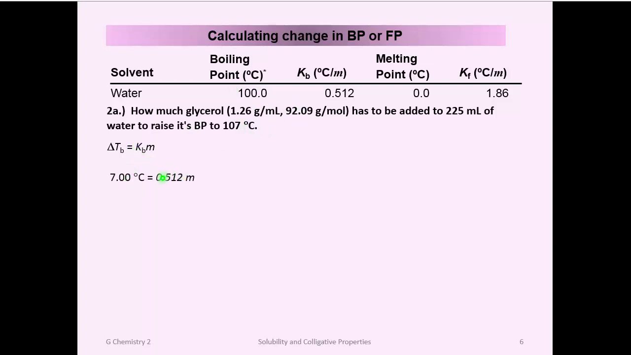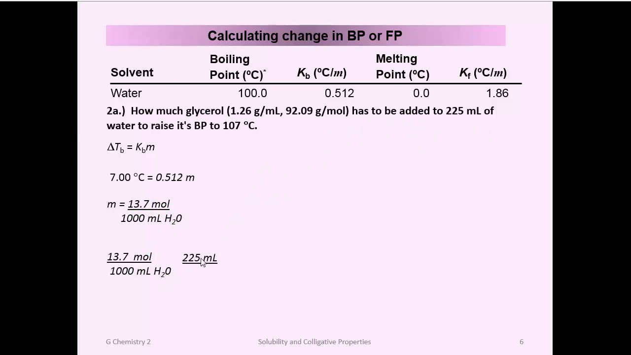The constant is still the same because it's for water. And then all we have to do is figure out the molality of the solution. Solve for M. So if you work that through, M equals 13.7 molal solution, which means 13.7 moles for every 1,000 mils of water. But we don't really have 1,000 mils of water. We have 225 mils of water.